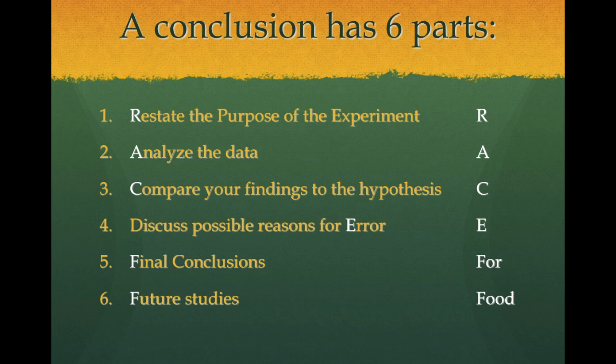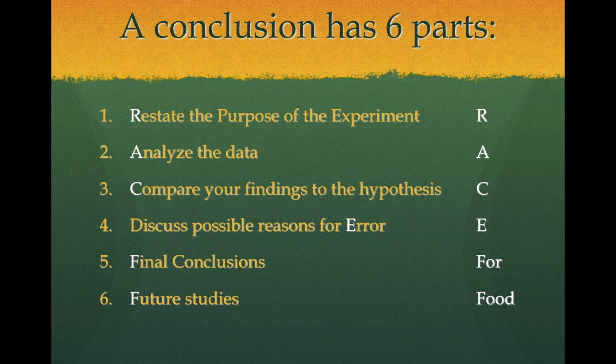We're going to take a look at a really nicely written conclusion that was crafted by one of my students. And you're going to notice that that conclusion has 6 key parts. You're going to find this in your skeletal outline. The first part is to restate the purpose of the experiment. Second, analyze the data. 3, compare your findings to the hypothesis. Your findings are the data. 4, discuss possible reasons for error if you suspect that error. 5, final conclusion. What can you really say about that experiment? And 6, if you were going to take this experiment one step further, what might those future studies be? What would you do? What direction would you take your investigation?